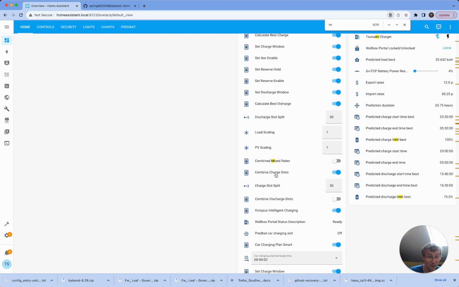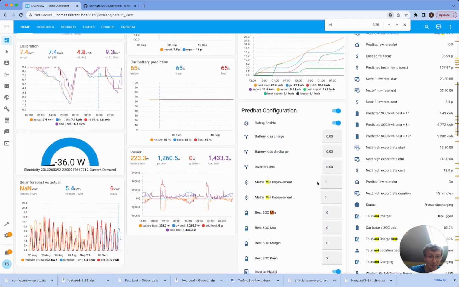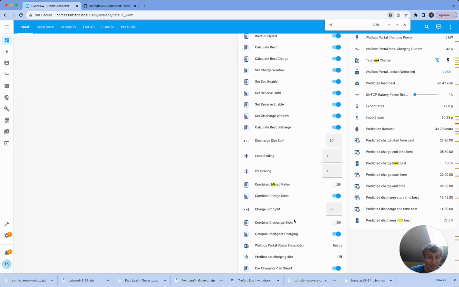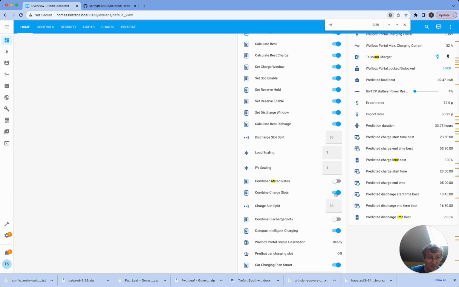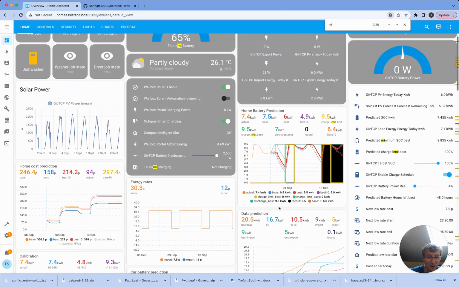Whereas for charge slots, I've got combined charge slots set, which means I get one charge slot overnight. If I turn that off, then my charge slot would get split into multiple portions based on however I've set this to, which is half an hour. So I could turn that off, and then I'm going to get a slightly different charging plan when I do that, which is interesting because then it would allow exporting during the time that I'm charging, because obviously the export price could be higher than the charge price, and you might get some curious results there.